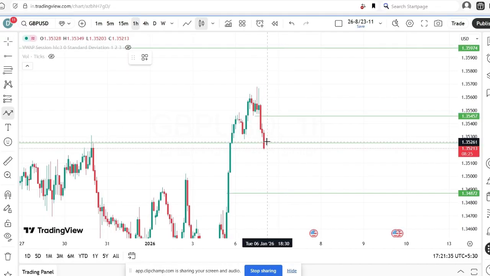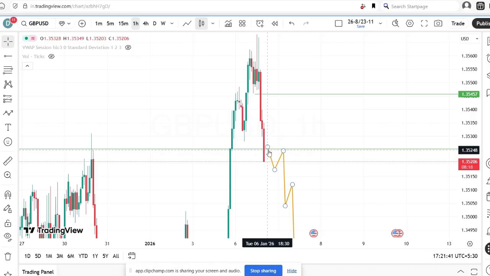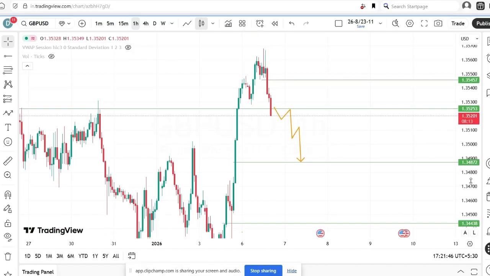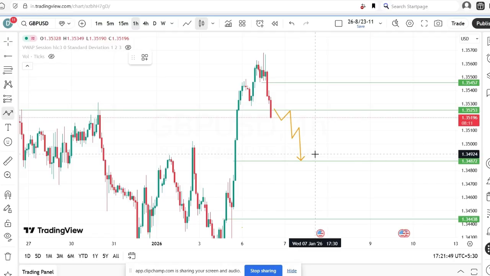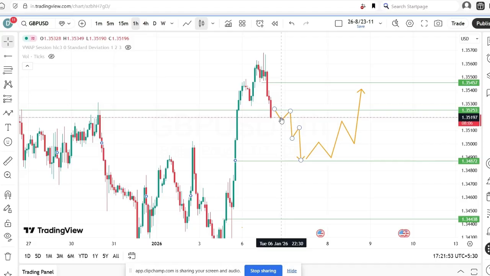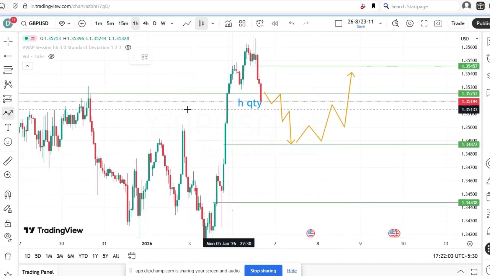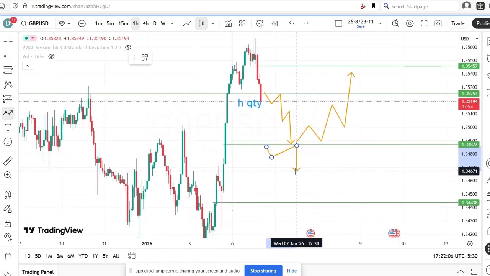Support and resistances have been modified. So below this level we have to look for shorting opportunities. Retrace first, come till here, give a resistance, then we have to look for shorting opportunities, and then till here we can expect a good bounce because trend is on the upside. So while shorting, take a half quantity only, and below this level we can expect a good downside move till here.